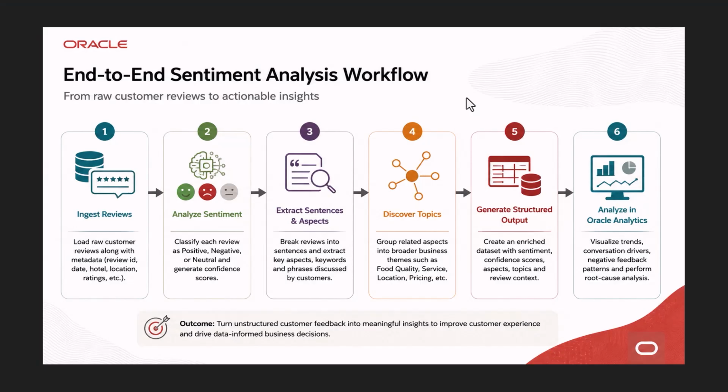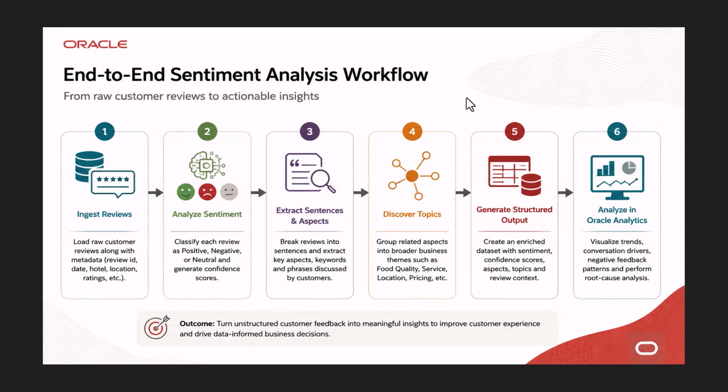We first start by ingesting customer reviews and their associated metadata. The review text is then analyzed to determine sentiment and generate confidence scores. Next, the solution extracts key sentences and aspects from the reviews and groups them into broader business topics such as food quality, service, and location.